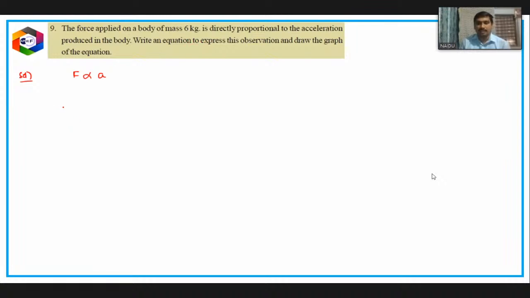6 kg. So if we remove the proportionality, we will keep a constant, that is, F equals MA, we will write. I think this is the formula, F equal to MA. Now here M is given as 6 kg, so I am replacing M with 6. Now we have an equation, F is equal to 6A. That's all. It is a simple equation. F is equal to 6A. Now we got an equation in two variables.